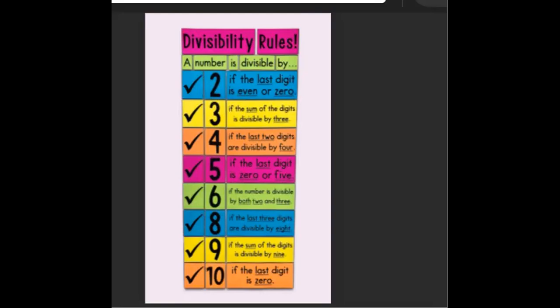And then for 5 we have if the last digit is 0 or 5. So what if we have 525? Yes, ma'am. And 582? No, ma'am. Very well done.